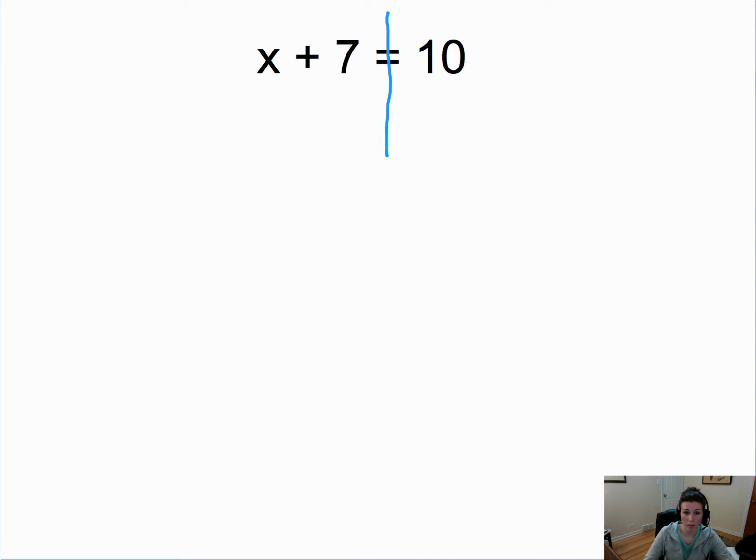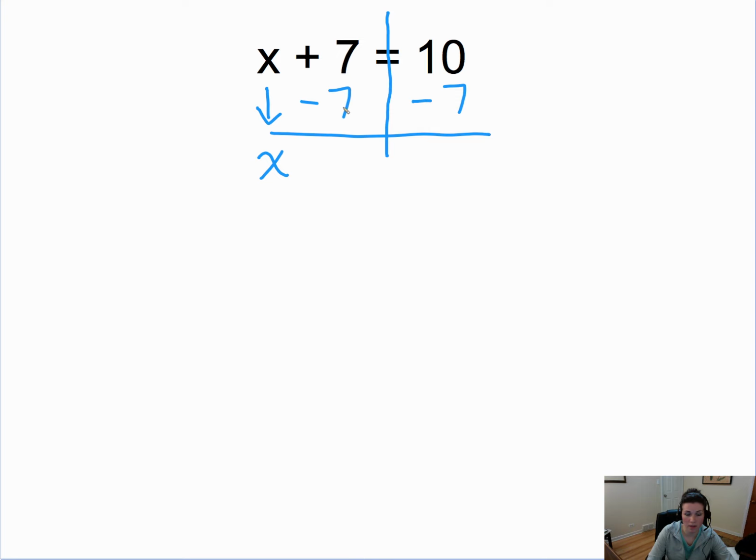And what number is on the same side as the variable? The 7. How is the 7 attached to the x? That would be with addition. So I need to do the inverse operation, which would be subtraction. So I will subtract 7, and whatever I do on one side, I have to do on the other. I did not add or subtract anything to the x, so I bring that down.